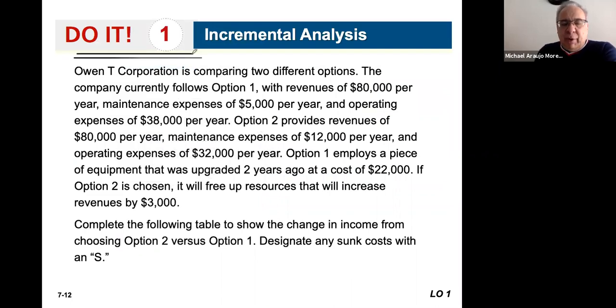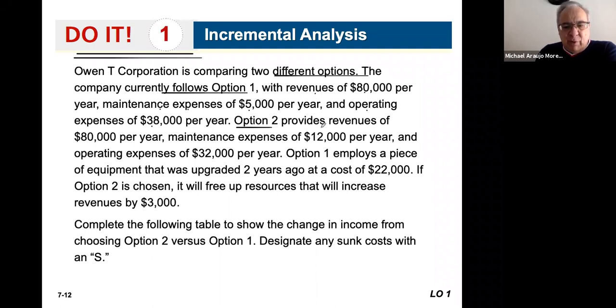So you'll learn more about those types of things, as strange as they might seem. So here's your do it exercise for the very first part of this chapter. Corporation O&T here. They have two different options at stake. The company currently uses option one. Option one has revenues of 80,000, maintenance expenses of 5 per year, operating expenses of 38 per year.